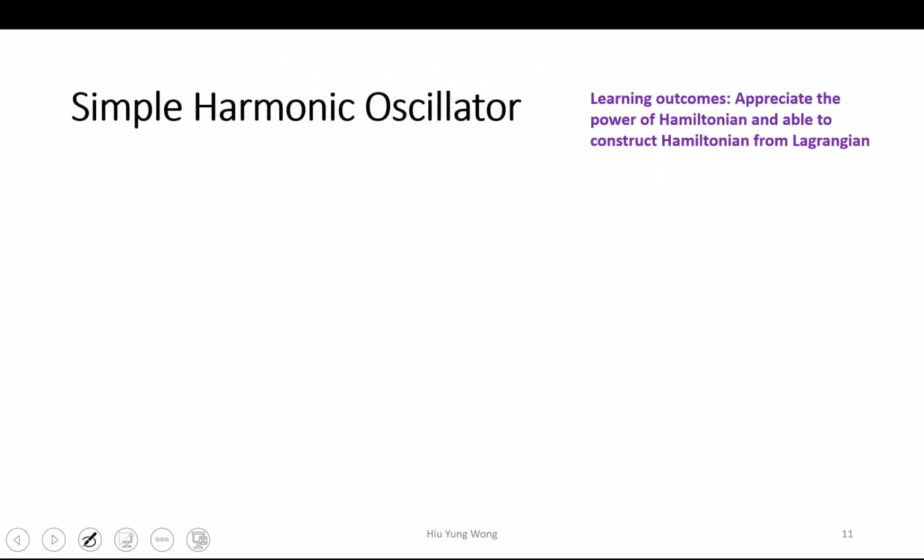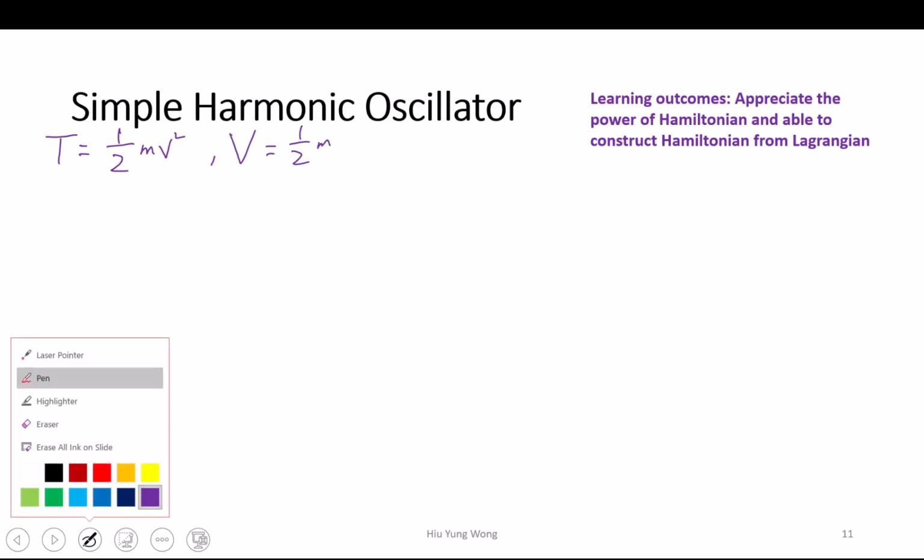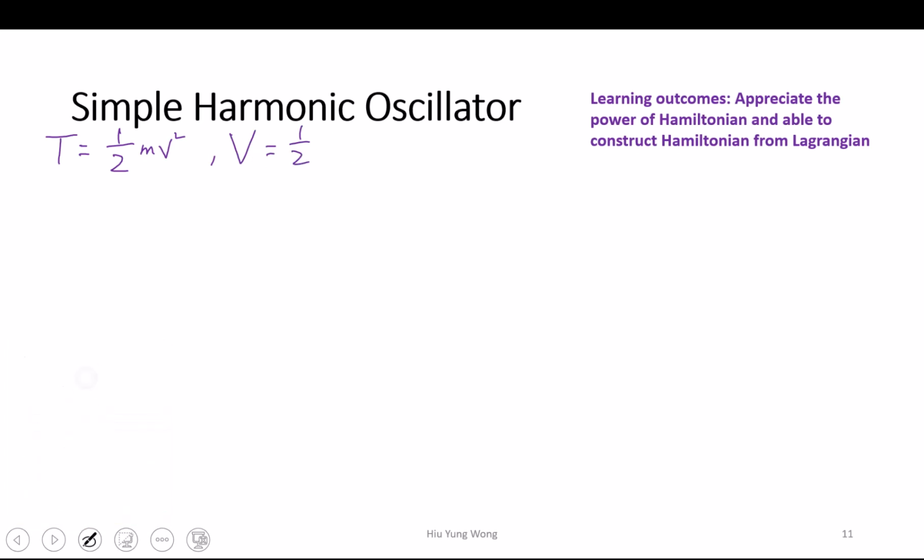Then how about the simple harmonic oscillator? I just want to show this one more time. The total energy, we already said, is half mv squared. The potential energy, which we usually denote as capital V, equals half kx squared.